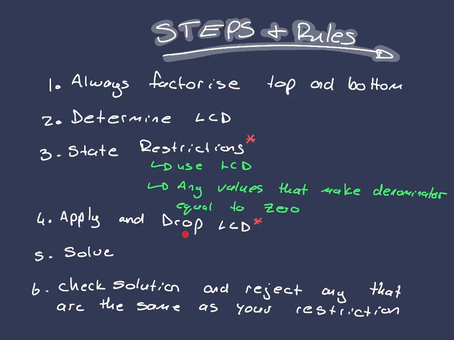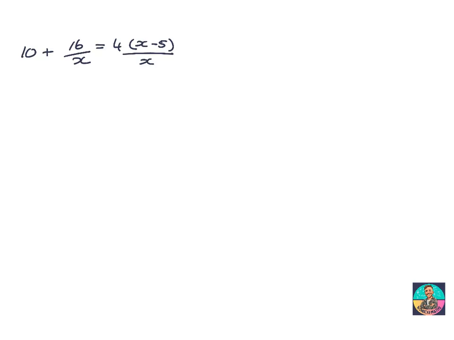We then apply and drop the LCD. We solve depending on what type of equation we get left with. We might get linear, we might get quadratic. And then here we want to check our solution and reject any solutions that are the same as your restriction. So let's have a look at some examples.